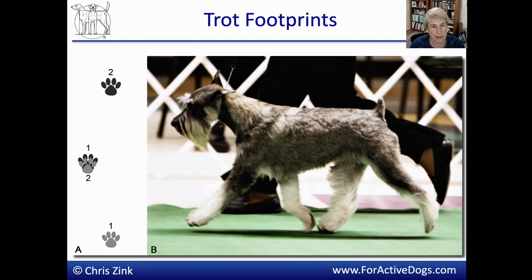numbers 2. Note that on each step forward, the rear foot falls into the footprint left by the front foot on the same side. Now for that to happen, the front foot has to lift up just before the rear foot on the same side finishes its forward movement. And the timing of this footfall is quite important, and a problem with that timing is one of the main causes of an abnormal trotting gait. So correct footfall is one of the things that dogs learn when they're taught specifically to trot.